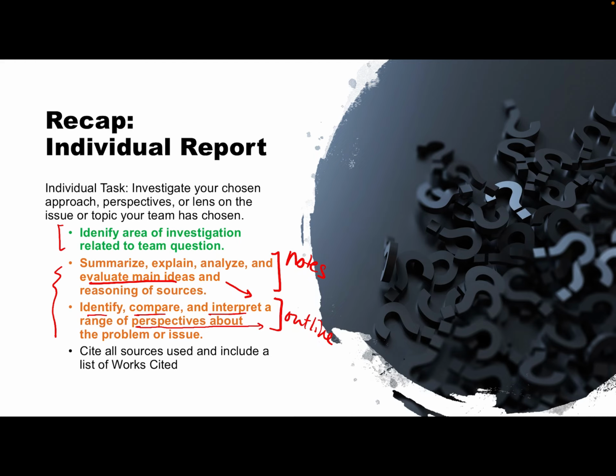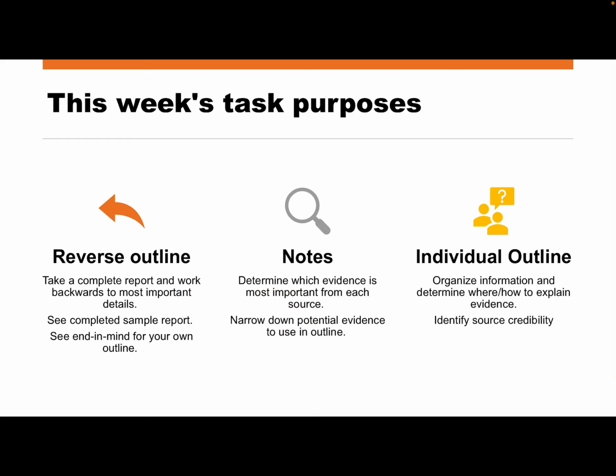So the major end product here for the project, okay, is our individual outline. This is the big one we're getting ready to write next week. The reverse outline is the first assignment of this week, so working backwards here. The goals for the reverse outline: 1, you get to see a sample report. We've already looked at a sample report with the rhino horn trade. This is formatted a little bit differently as far as the organization. It doesn't have section headings.